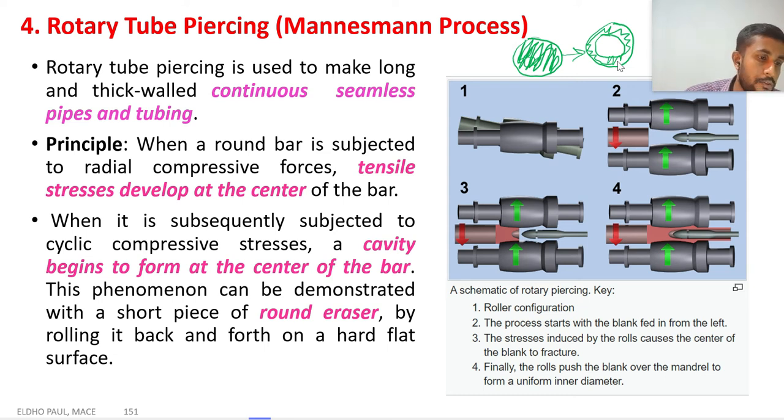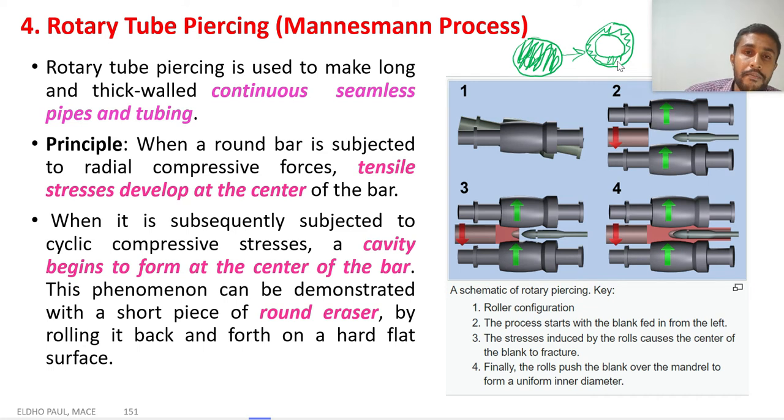After this, we can use tube forming processes to decrease the diameter and the thickness and increase the length of the pipe. So this is the first process used for converting the solid material or solid blank into a hollow pipe. Continuous seamless pipes and tubings can be created by this process.